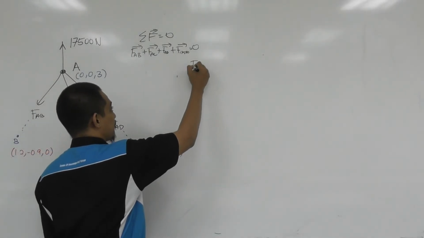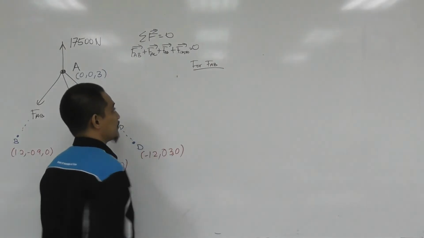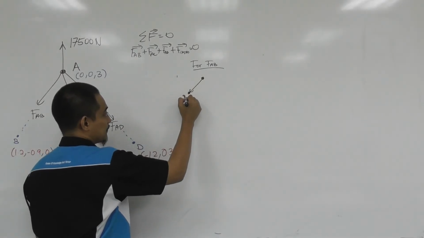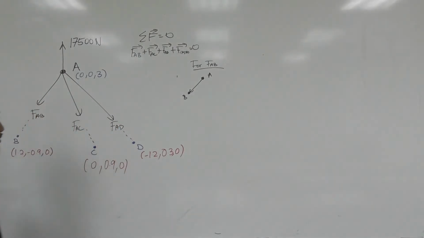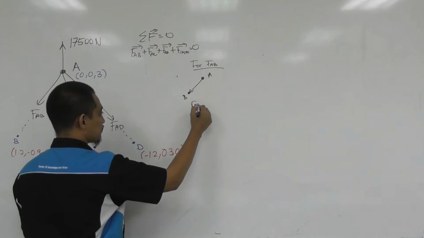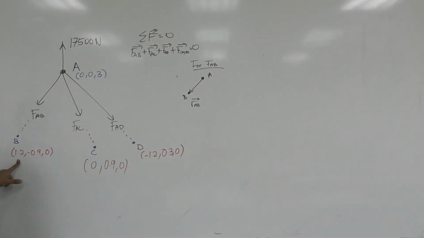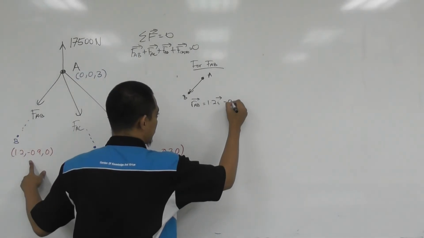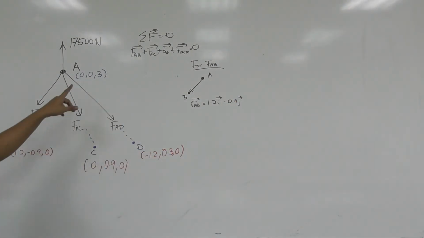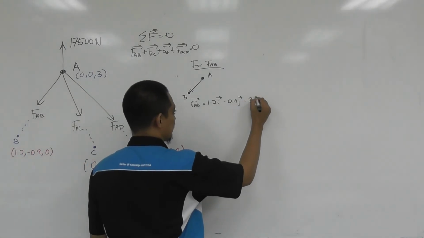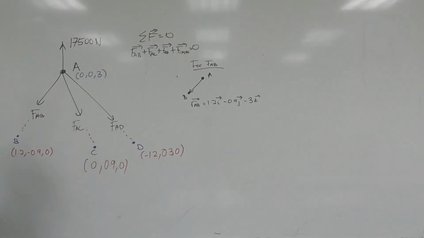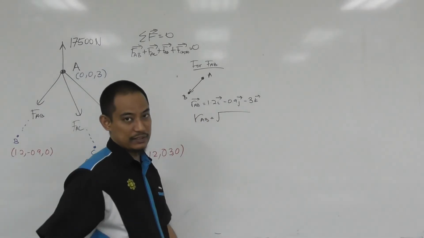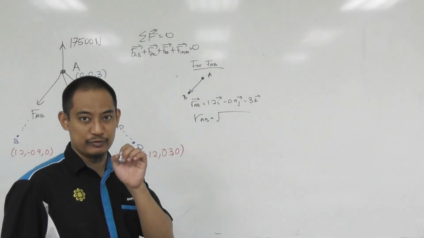So we have to do one by one. For FAB, what are the two points that are important? Point A and B, so A to B, and the coordinates are already there. So RAB should be: coordinate B is this one, so 1.2 minus 0, so 1.2i, and then minus 0.9j, and 0 minus 3 is minus 3k. So what is the magnitude? Basically square root of everything. I'm just showing you the step. You can try on your own with the actual numbers.